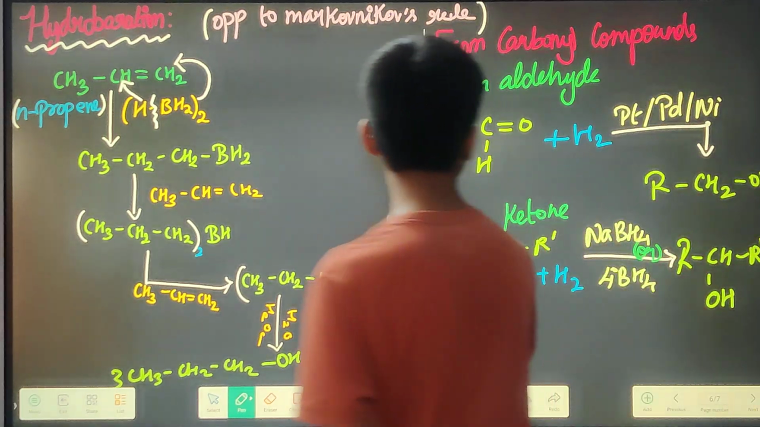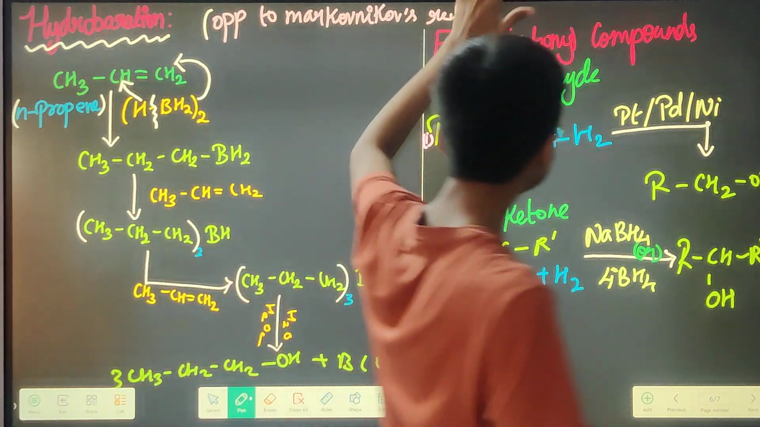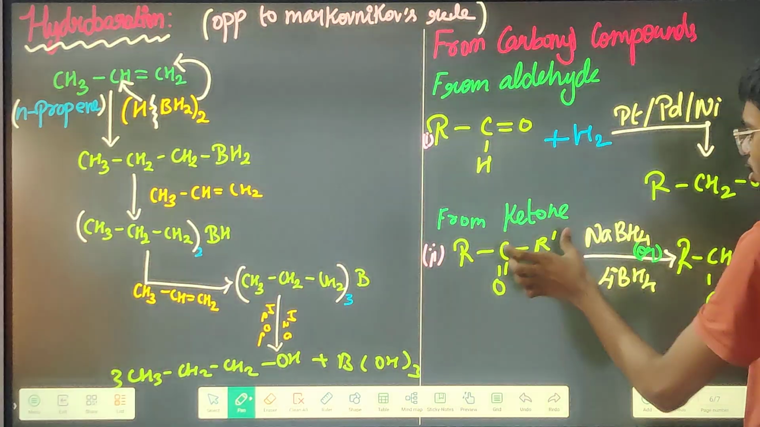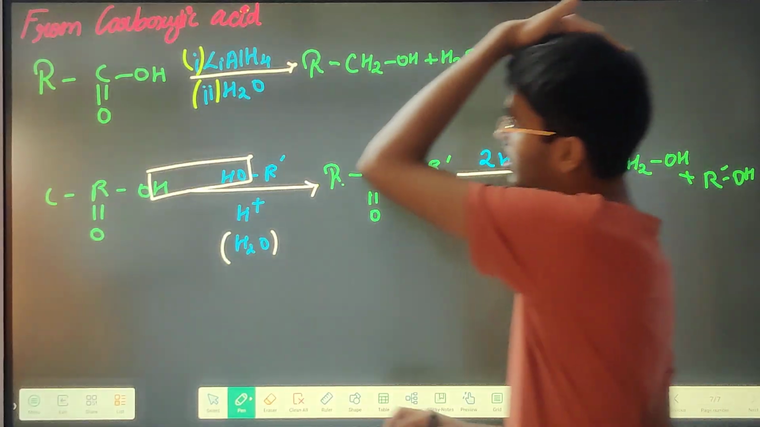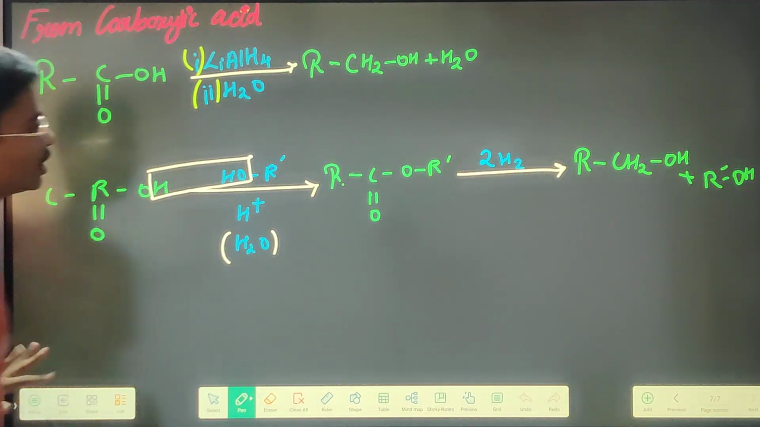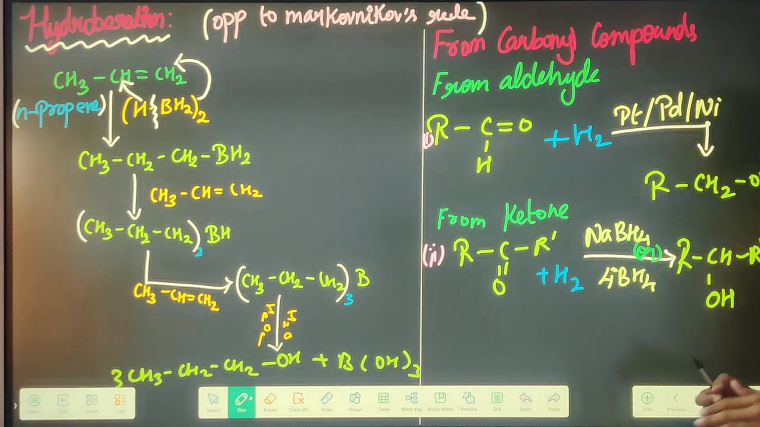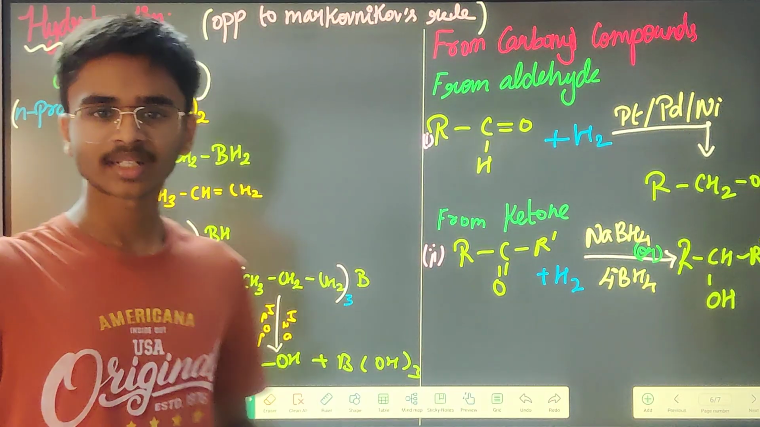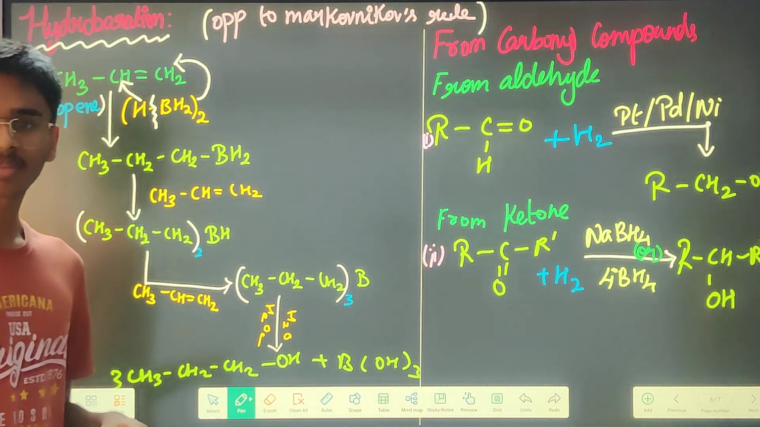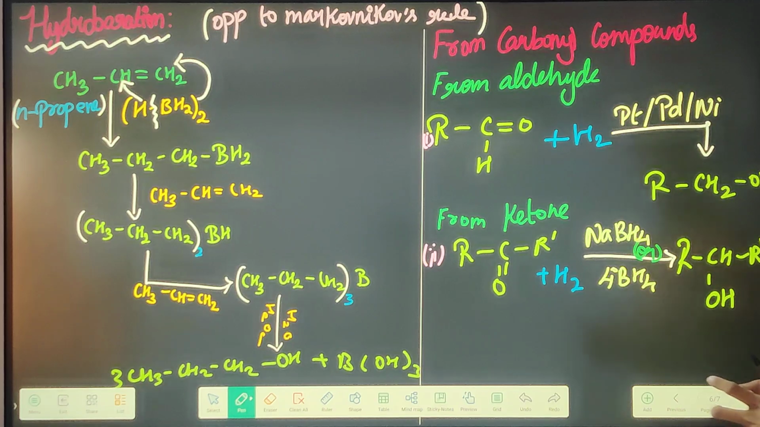Next is the carbonyl compounds. What are carbonyl compounds? You are going to prepare alcohol from carbonyl compounds like aldehyde compounds, ketonic compounds, and carboxylic compounds. By using all these, you are going to prepare alcohols. Till now we have seen preparation of alcohol from alkane, and from alkene also. Now we are going to see it from carbonyl compounds.